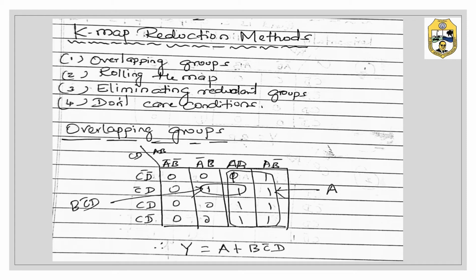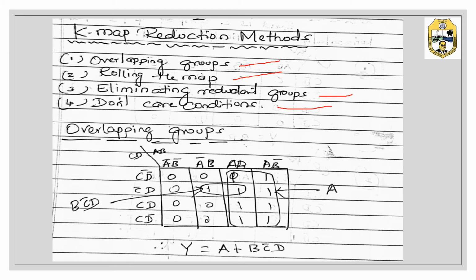Then K-map reduction methods. There are various reduction methods in the K-map. One is overlapping groups. Next is rolling the map. Third one is eliminating redundant groups. And fourth one is the don't care conditions.